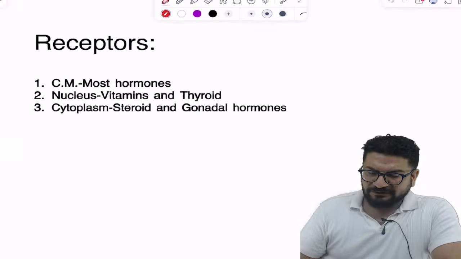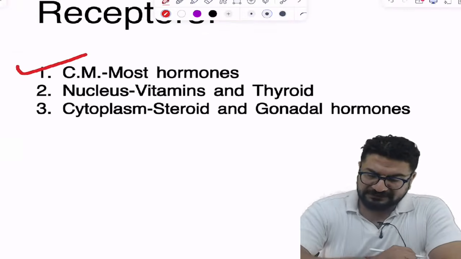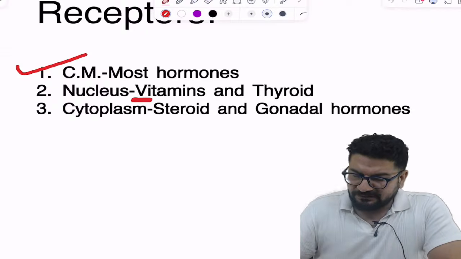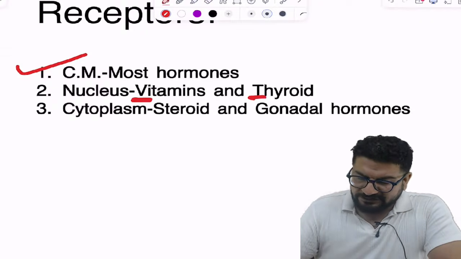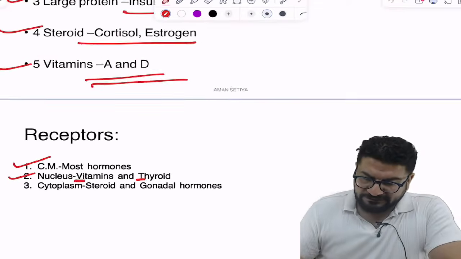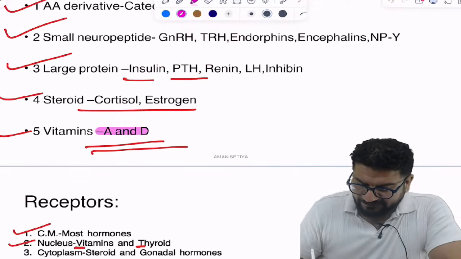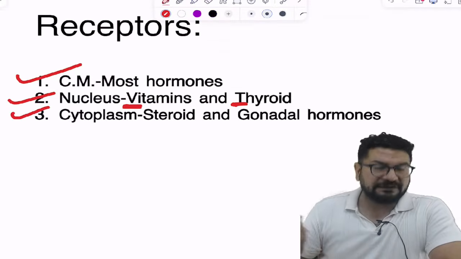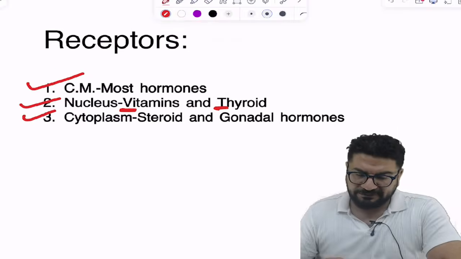Hormones will have receptors, so most hormones will have receptors where? In the cell membrane. Vitamins, meaning vitamins A and D, and thyroid hormone, they will have receptors where? In the nucleus. So look at this, these vitamins A and D, they will have receptors in the nucleus. And steroid and gonadal hormones will have receptors in the cytoplasm. So they sometimes ask you questions on receptors.